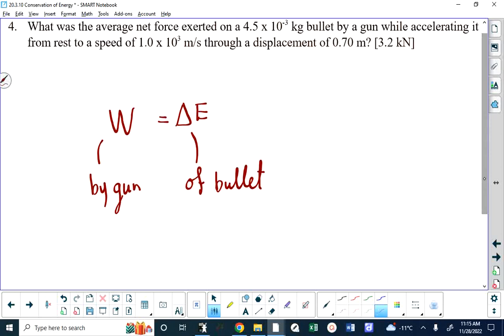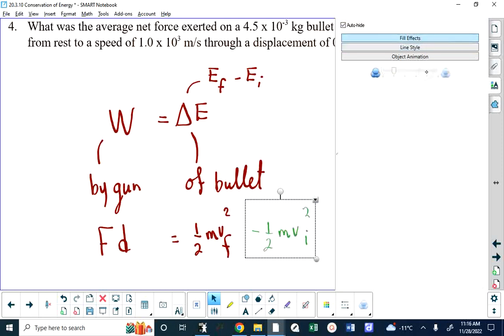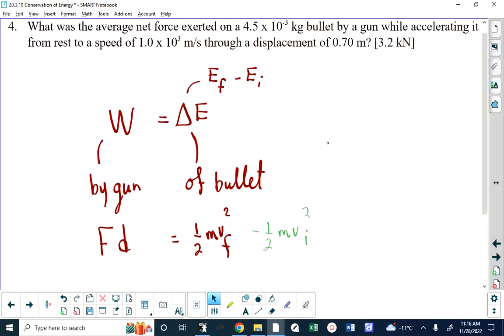The work done by the gun is the average applied force times the displacement. The change in energy of the bullet, don't forget this is final minus initial. So it's going to be 1/2 m v final squared minus 1/2 m v initial squared. And Nate, what can you tell me about 1/2 m v initial squared? It's 0. So we don't need to worry about it.